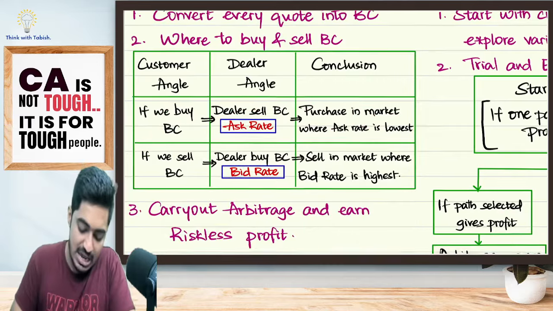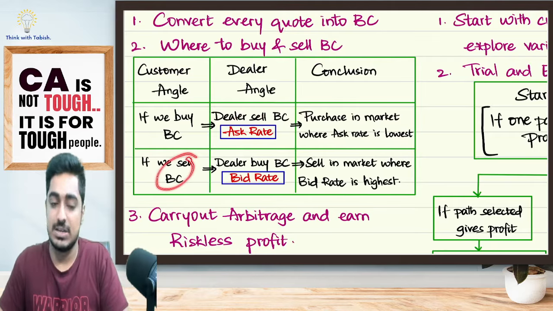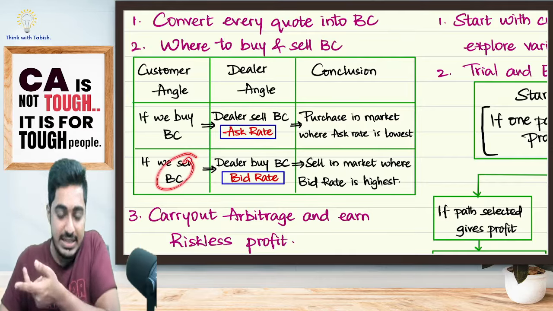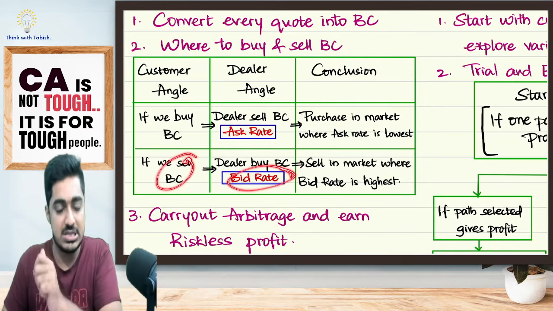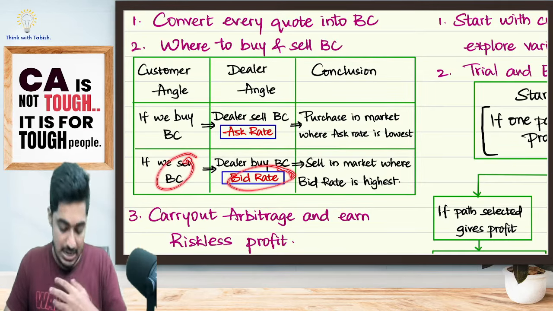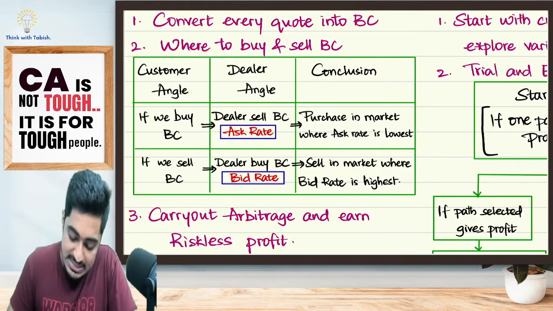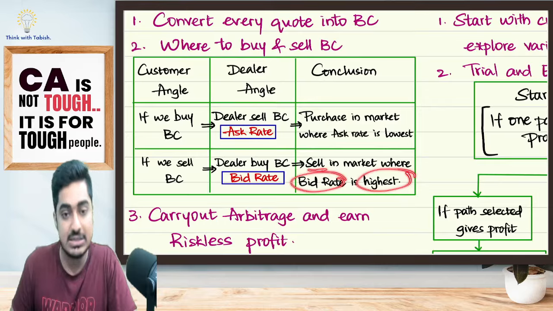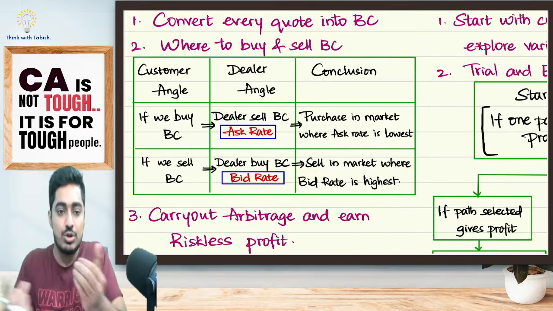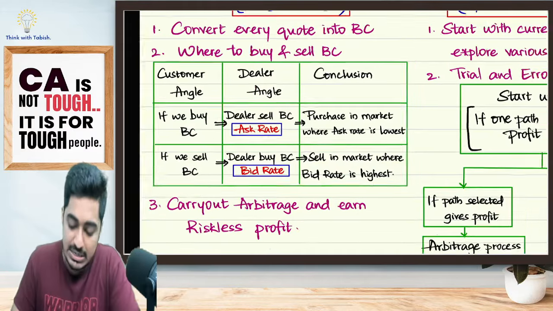Next, I have to sell also. Where will I sell? If I am selling, the dealer will buy. That means the bid rate will come into picture. Which bid rate? Now, I am selling, and ideally, when I am selling, I want to get more money. Yes or no? So, I will sell in the market where the bid rate is highest. So, I decided in which market I am going to buy and sell. Now, carry out the transaction and earn a riskless profit.